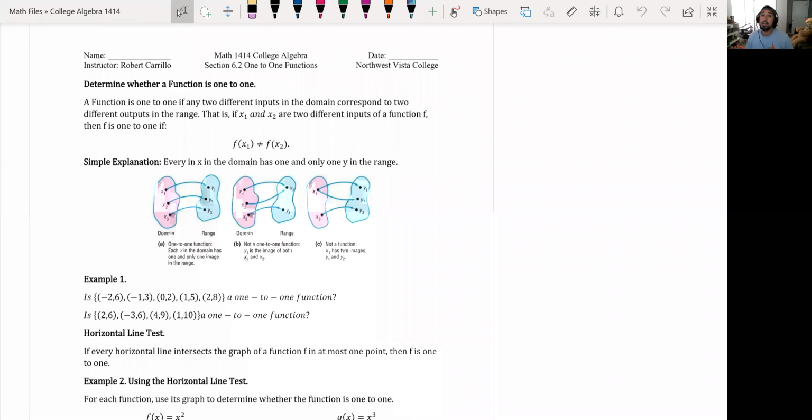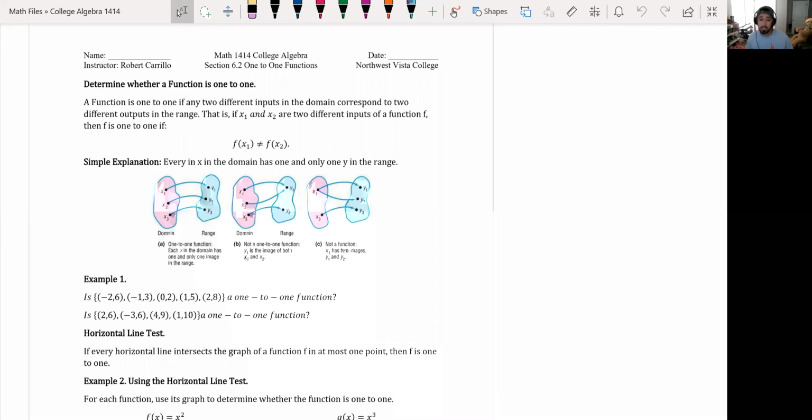All right, everybody. This is 6.2, one-to-one functions. This section is really important because we learn about one-to-one functions and inverses. And in order to have an inverse, you need to be a one-to-one function. So what does it mean to be one-to-one?